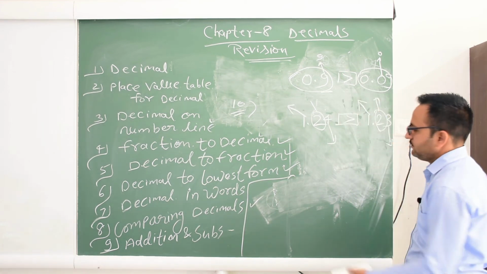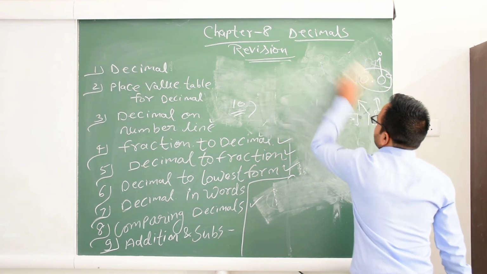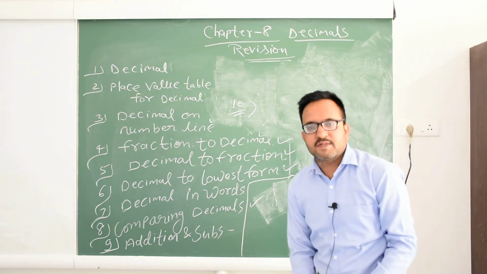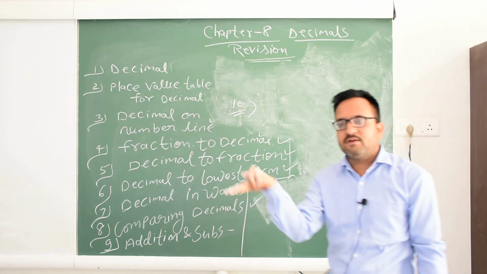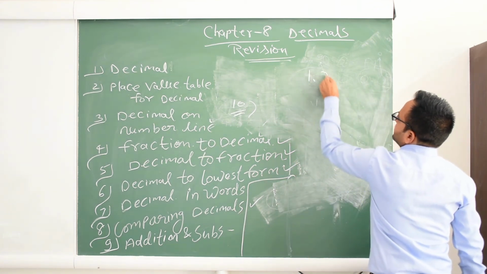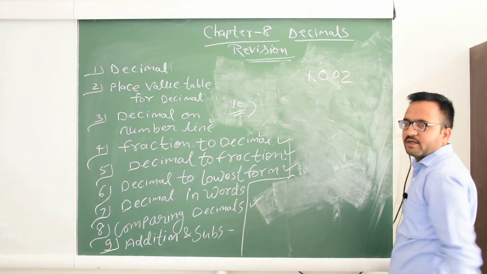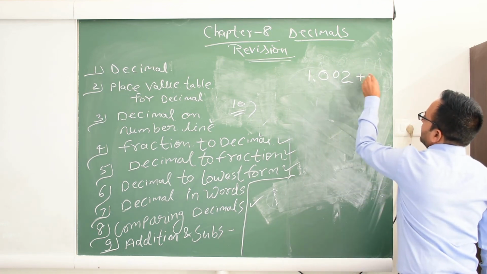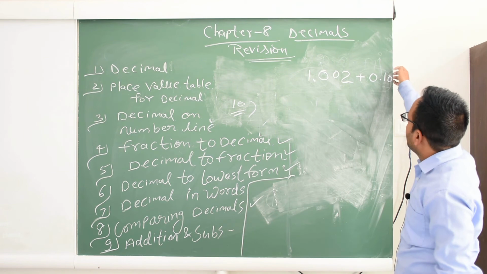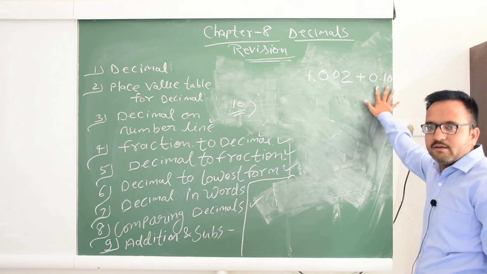Now, the last topic is addition and subtraction. How to add two decimals and how to subtract two decimals. So 1.002. Okay. And now we add 0.10.